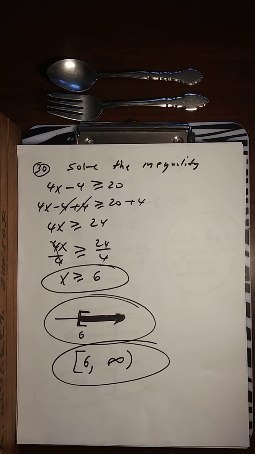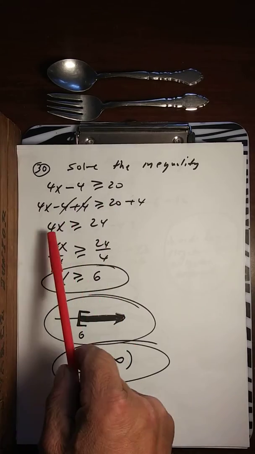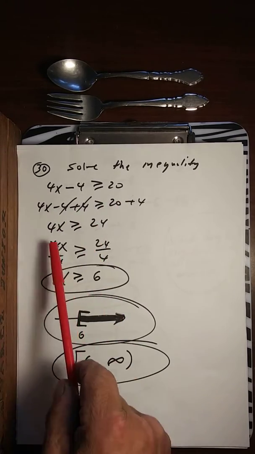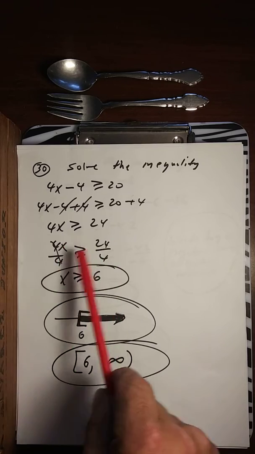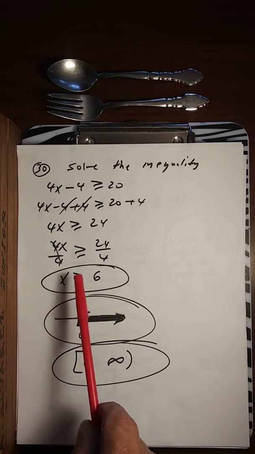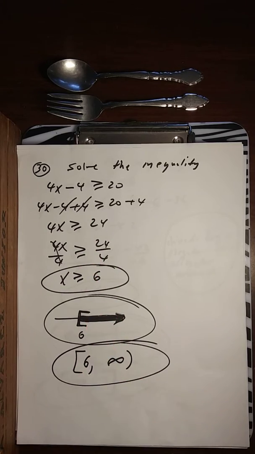Solve the inequality. So add 4. Now we have 4x is greater than or equal to 24. Divide by 4. It's a plus 4, so nothing happens; the inequality stays the same. So x is bigger than or equal to 6, including the 6.